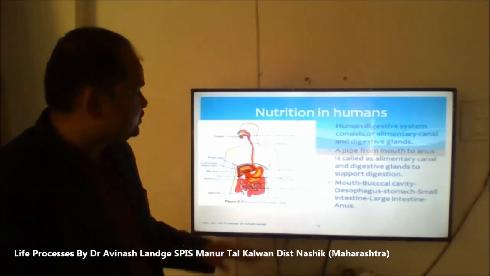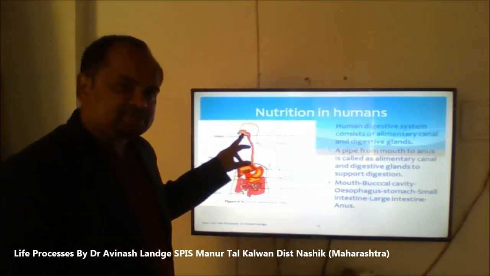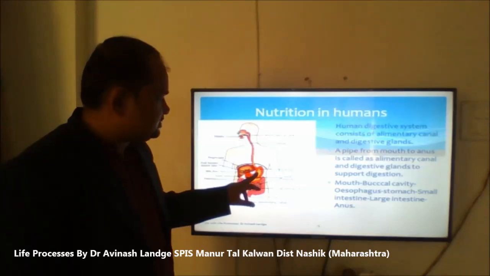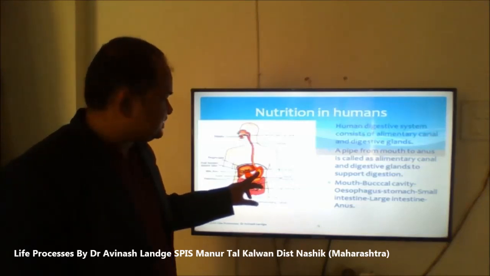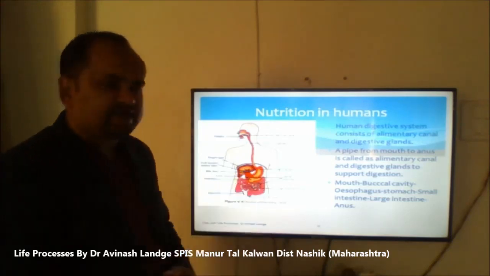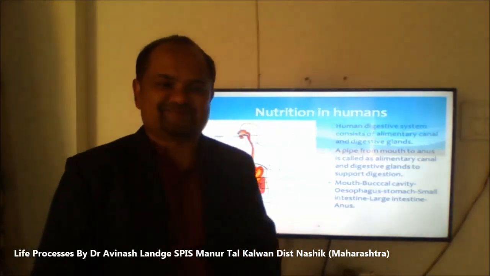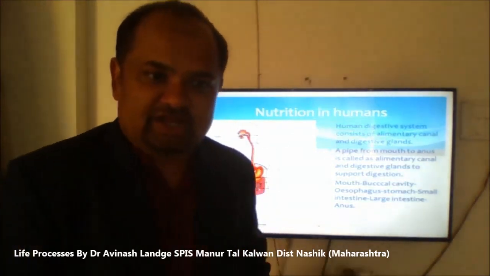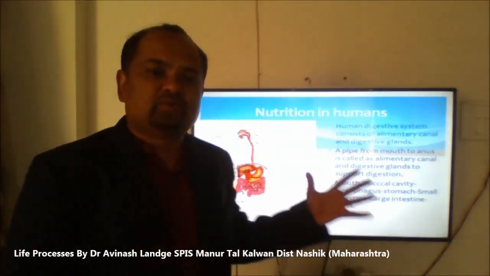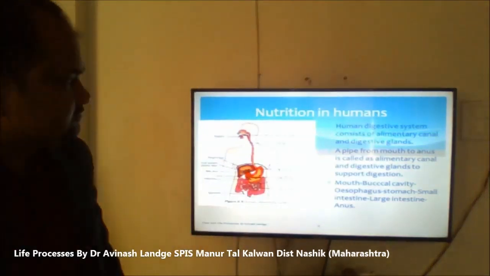And which are the glands? I told you sublingual glands are there, which secrete salivary amylase. Inside the stomach there are certain glands, in the liver there are certain glands, in the pancreas certain glands are present, as well as in the small intestine certain glands are present, which help to digest the food. So let us see next.